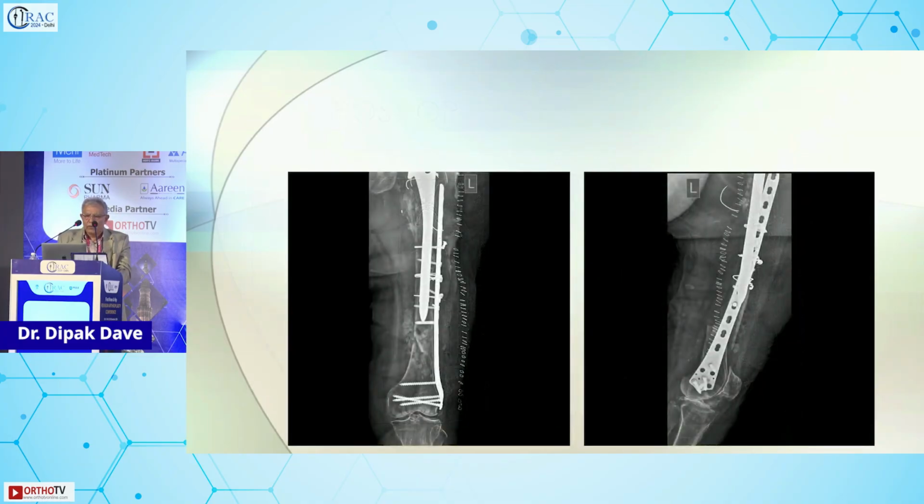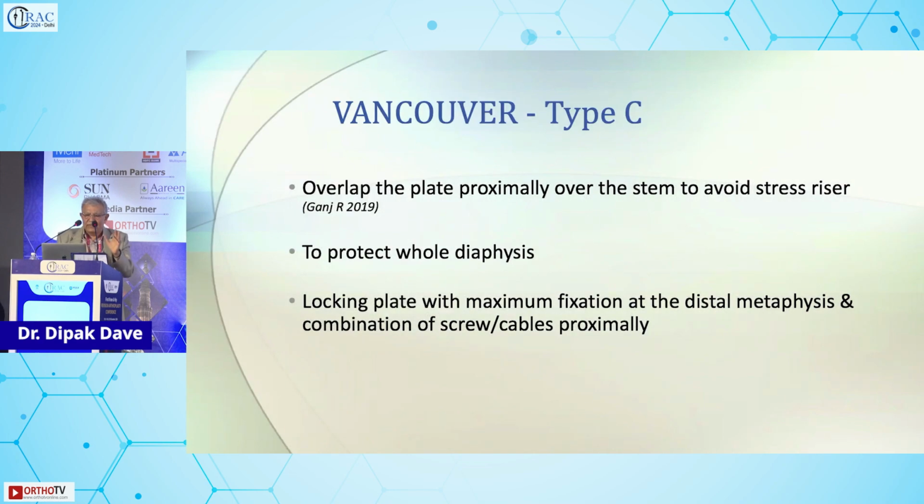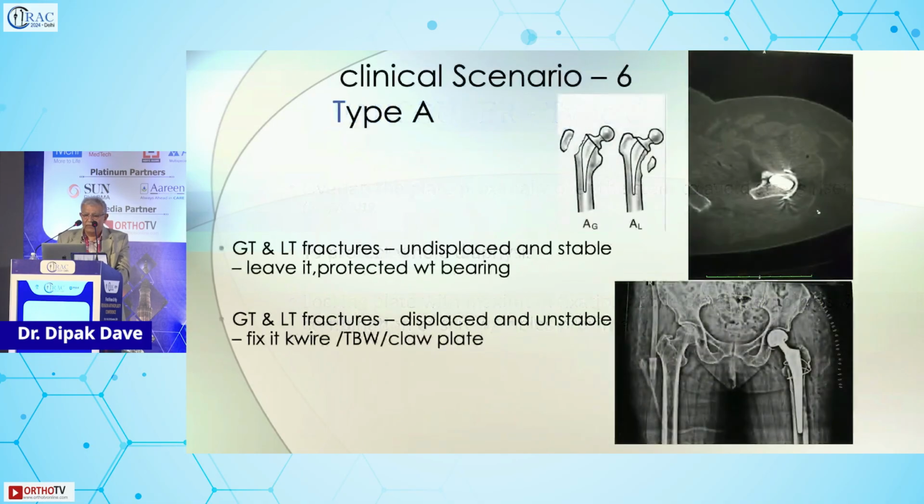So message here is that in Vancouver C, protect the whole diaphysis, otherwise you will get the fracture above. And the locking plate with the maximum fixation at the distal metaphysis and a combination of screws and cables proximally, that is most important. If you can put bicortical screws above, even if the femoral stem is there, that is going to be the most important thing for you.